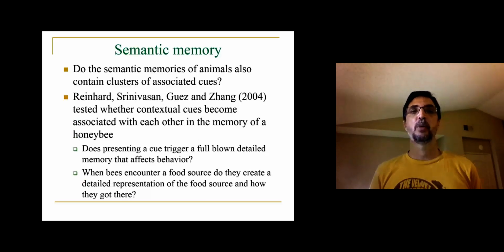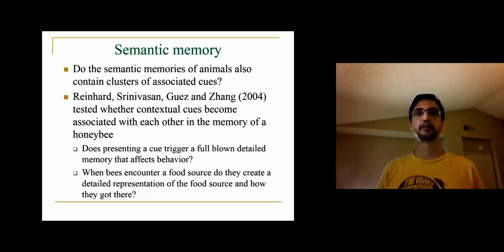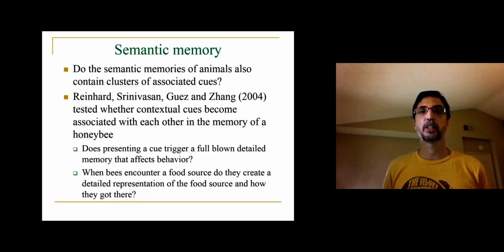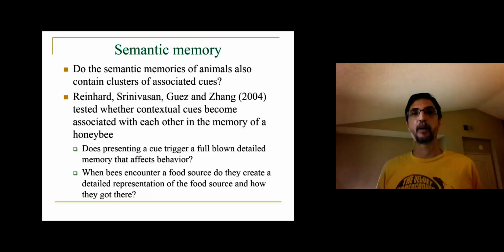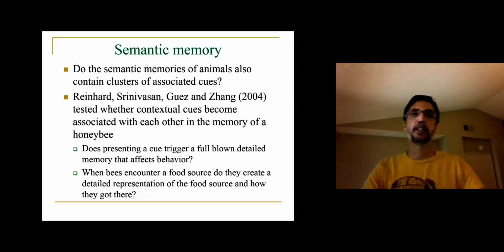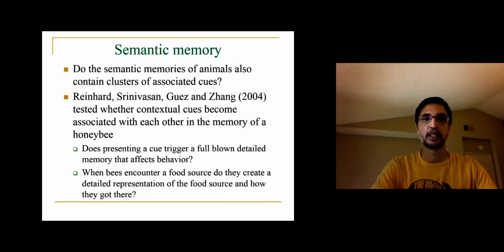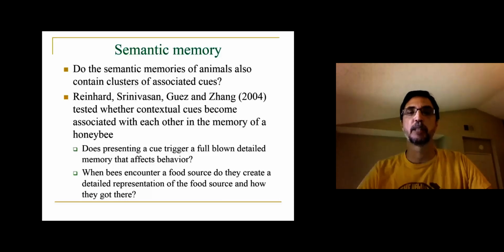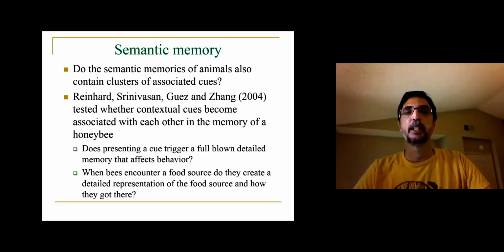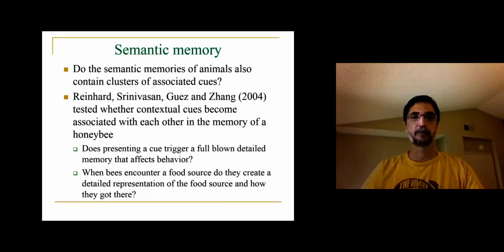So the question that I want to address is whether animal long-term memories work in the same way. Do the semantic memories of animals also contain clusters of associated cues, such that if you reinstate one, you can trigger the other associated memories? I want to focus on a particular study here, one by Reinhardt and colleagues from 2004. They tested whether contextual cues can become associated with each other in the memory of a honeybee.